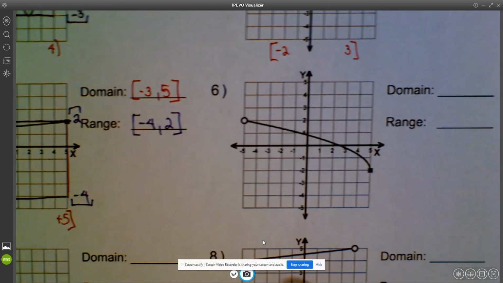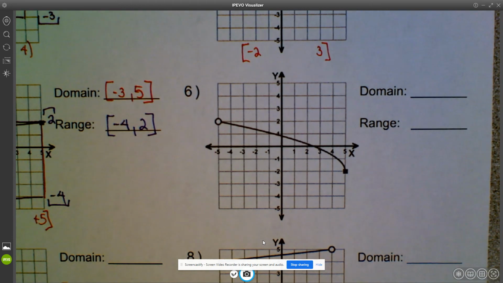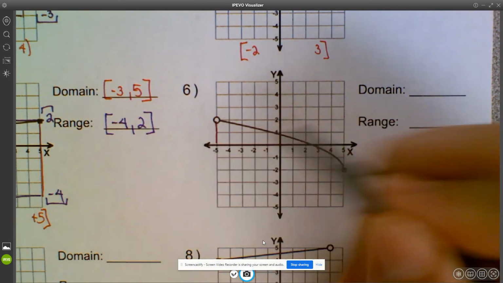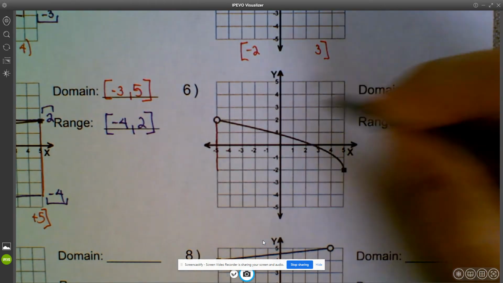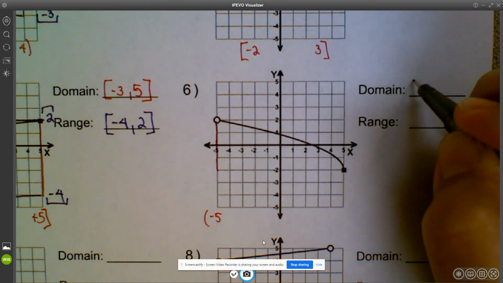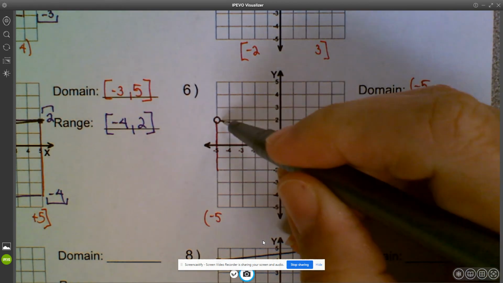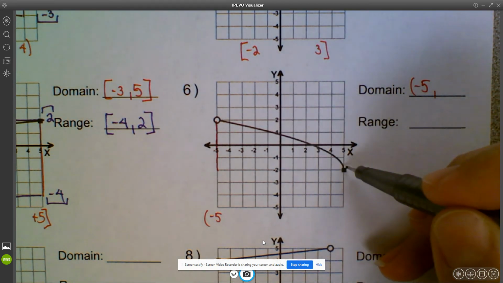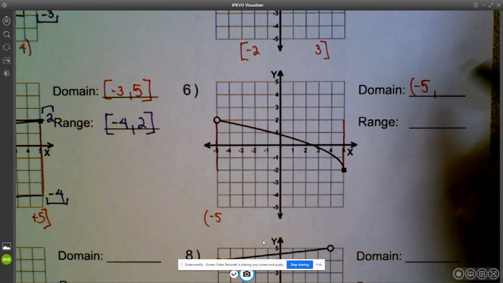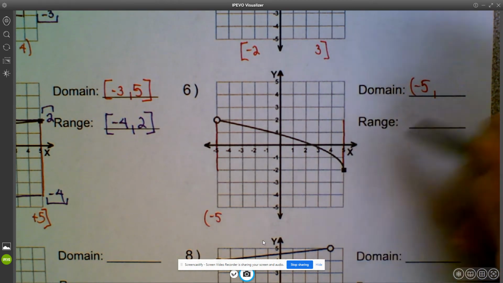Number 6. This looks simple, but man, it looks fun too. My domain. How far to the left does this function travel? Well, it travels all the way to here, all the way to x equals -5. And it's an open circle, so we're going to put a parenthesis. How far to the right does this graph travel? Well, it stops here at x equals 5. And we include the 5 because of the closed circle.